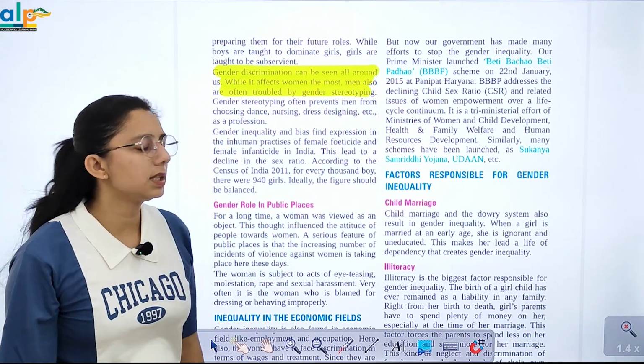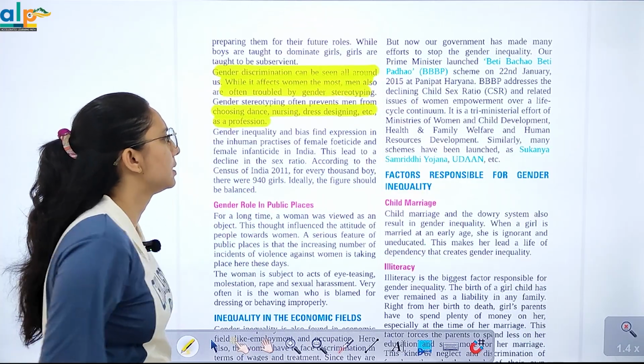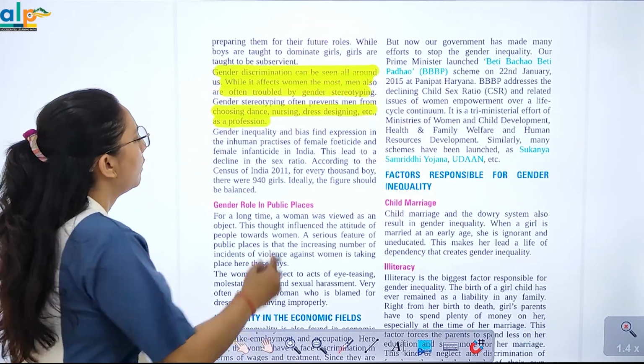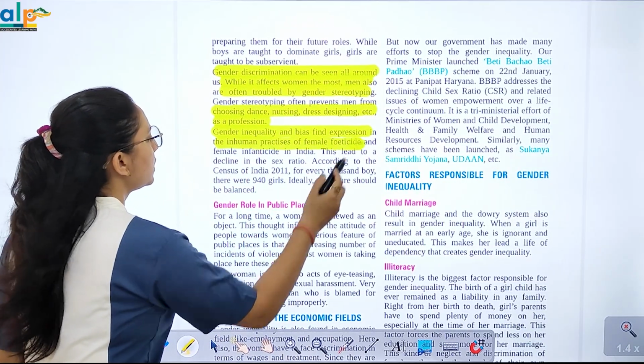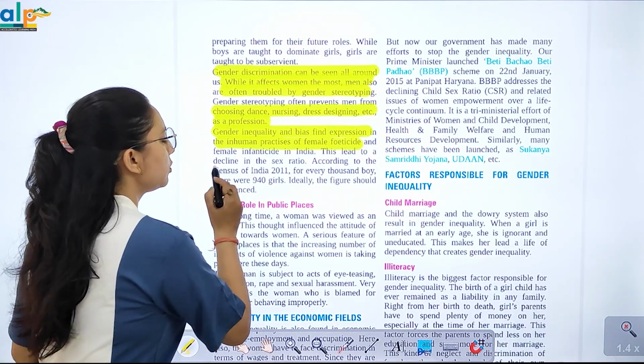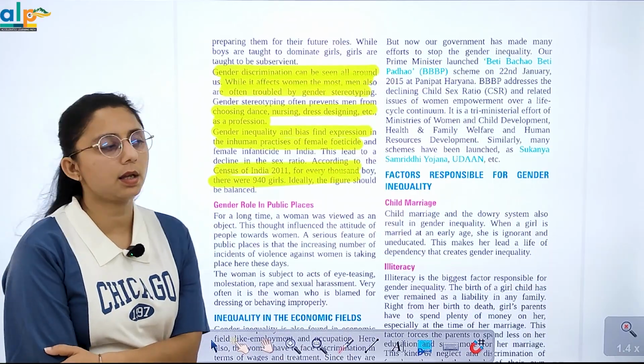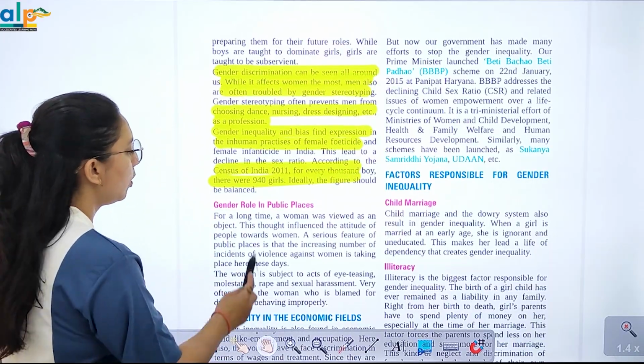So like this, you can see that gender stereotypes often prevent men from choosing dance, nursing, dress designing as a profession. While gender inequality and bias find expression in human practices, they lead to decline of sex ratio. So census 2011: for every 1,000 boys, there are 940 girls. Gender role in public places.